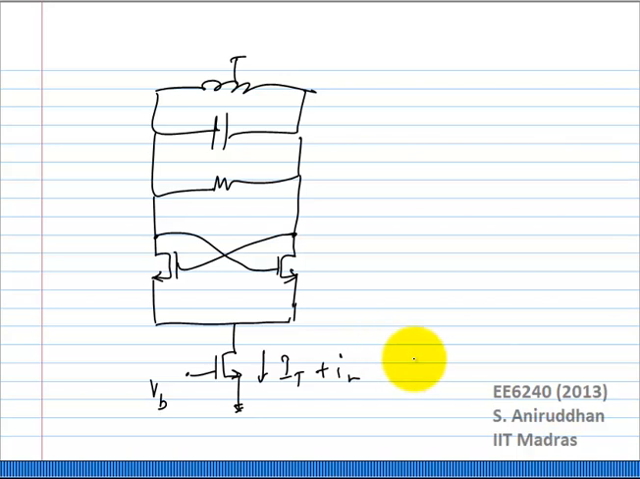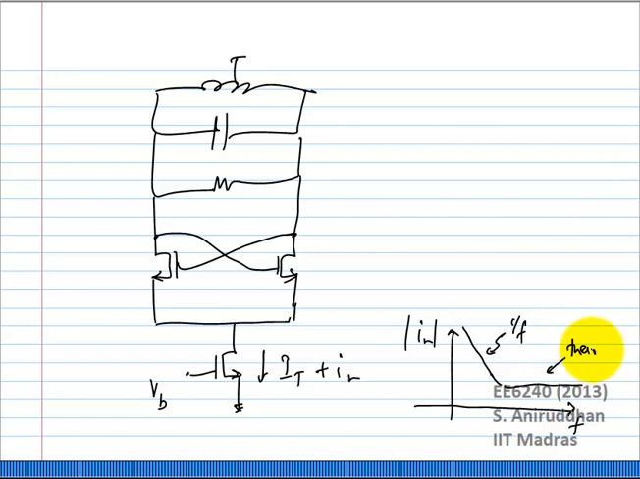Okay, so if I actually look at IN here, or let's say the magnitude of IN, what is that going to look like as a function of frequency? I'll have 1 over F noise, and at some point of time I'll get thermal noise, correct? I'll have 1 over F noise and thermal noise, correct?